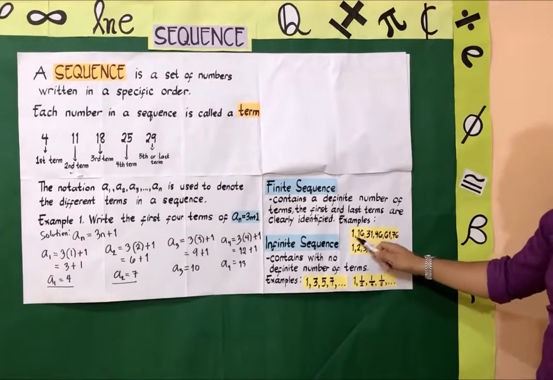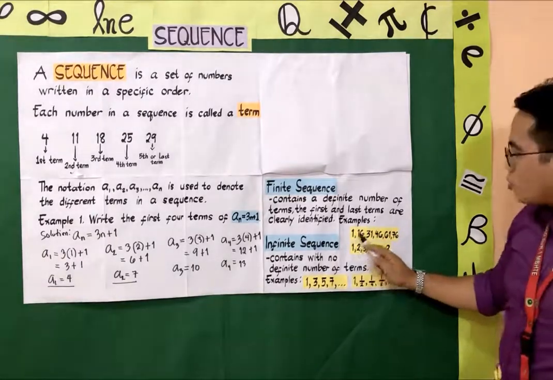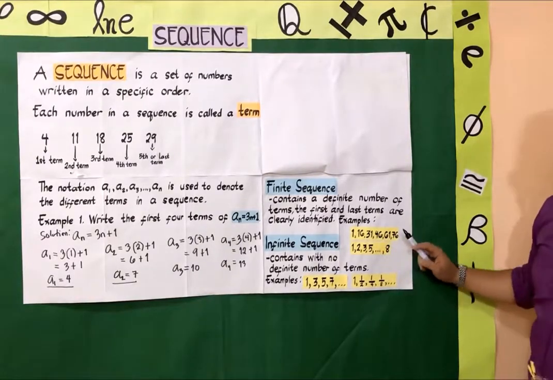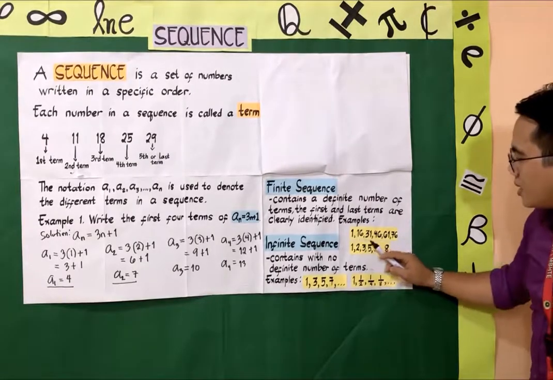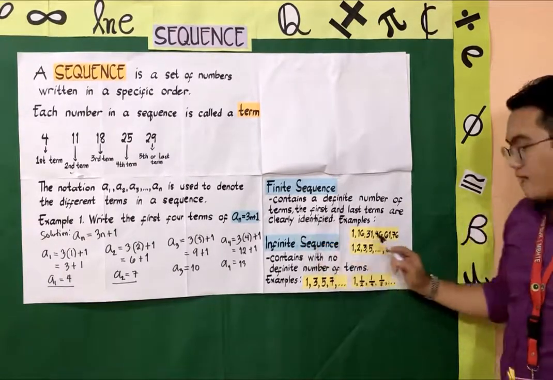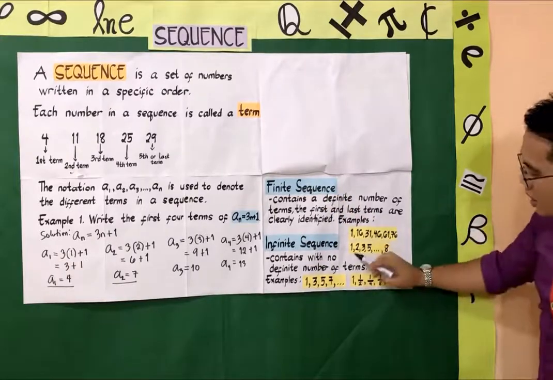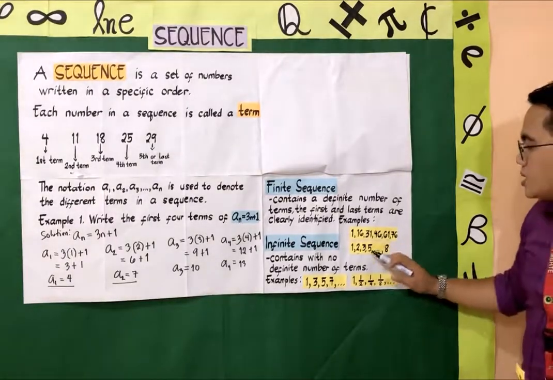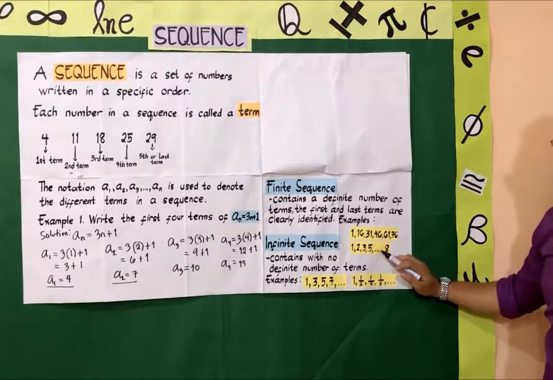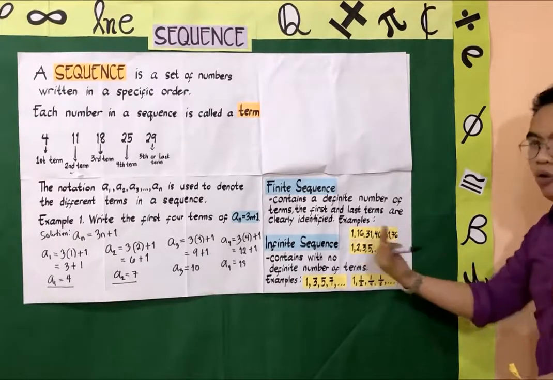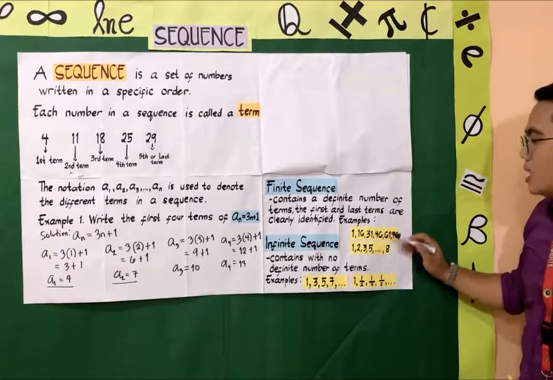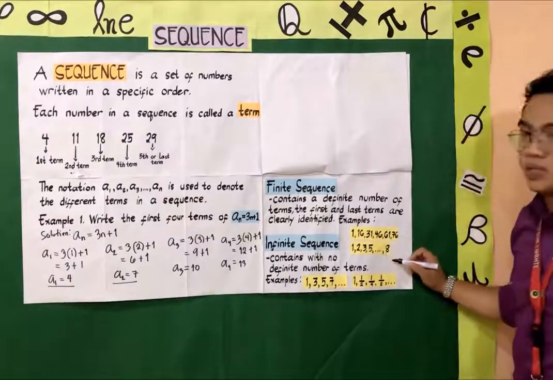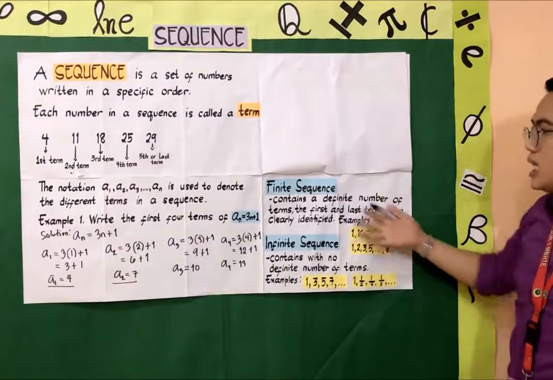So for example, the first example is a set of numbers: 1, 16, 31, 46, 61, and yes, 76. Makikita natin dito that all numbers are clearly identified. So it is a finite sequence. The second one is 1, 2, 3, 5, until 8. Mapapansin natin dito na we have 3 dots here, which represent so on. Pero ang last term natin dito is 8. Ang sabi dito is the first and the last terms are clearly identified. We have the first term, and the last term is 8, which is already identified. So it is a finite sequence.